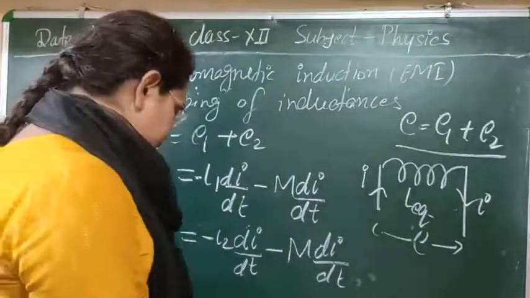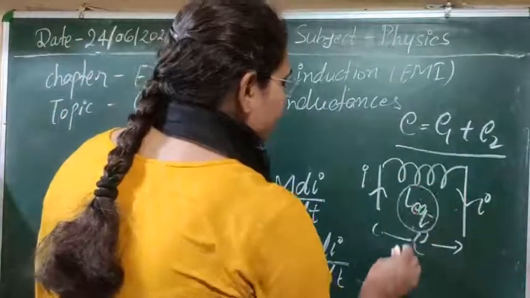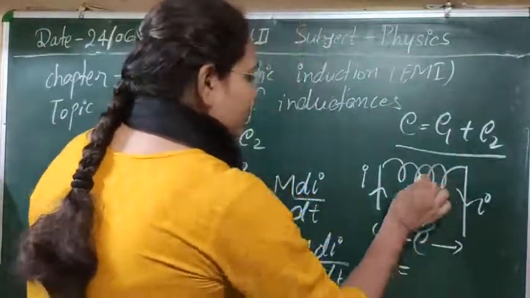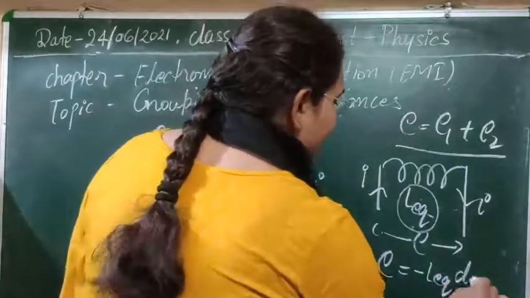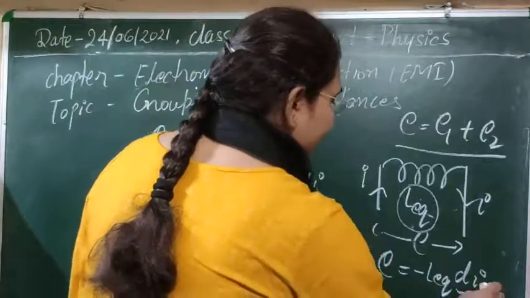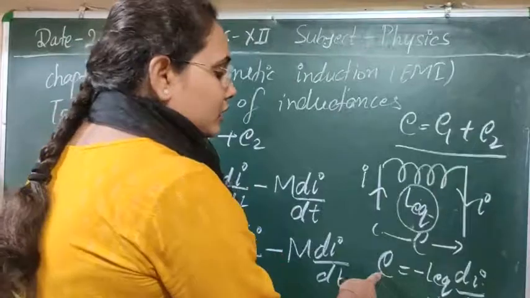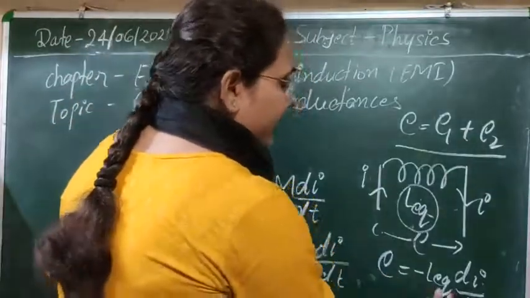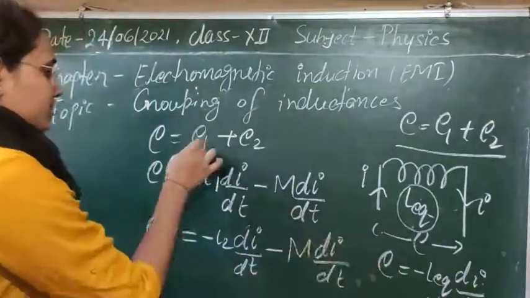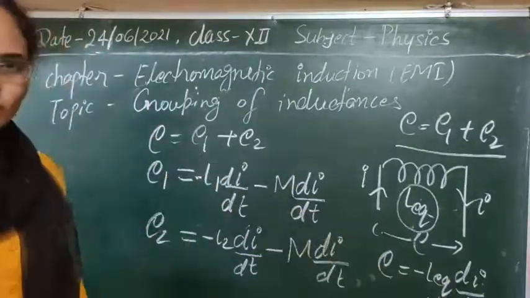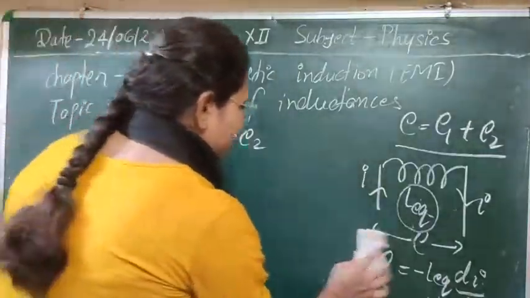Next, let's write the induced EMF in terms of L equivalent. As this is L equivalent and current I is flowing, due to the change of this current I, the induced EMF is generated here, and it is characterized by this L equivalent. Now we can write this value in place of E, this value in place of E1, and this value in place of E2. So let's write it down and solve this. That will provide the value of L equivalent.